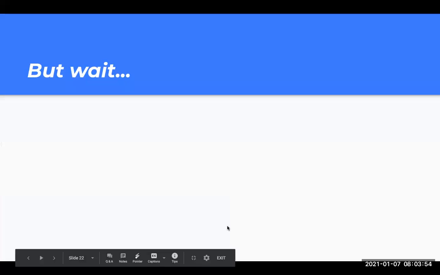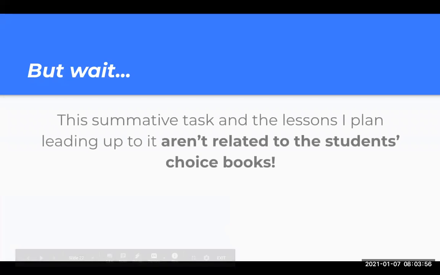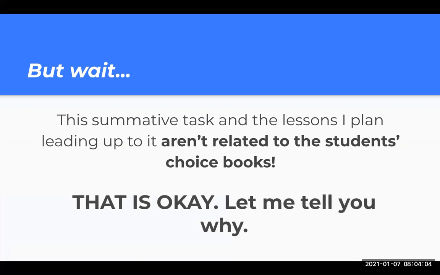So you may be thinking to yourself, but wait, this summative task and the lessons I plan leading up to it aren't related to the students' choice books. That's okay. Let me tell you why.